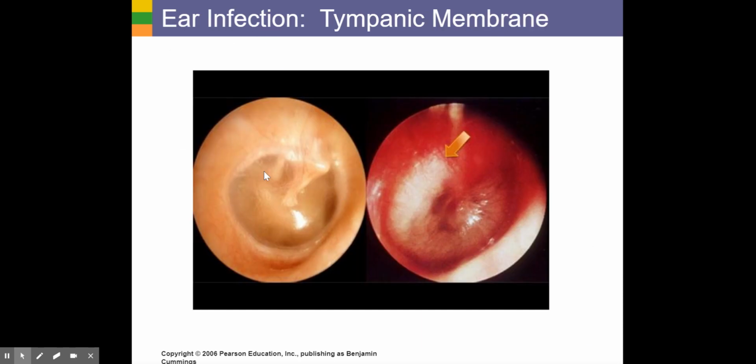This is what it would look like on the inside of the ear with an ear infection. When you normally look in somebody's ear with an otoscope, you should see a nice, clear, opaque membrane. If you have an outer ear infection, you're going to have a red area around the outside of the membrane. If you have an inner ear infection, you're going to see fluid behind the membrane. The membrane itself will usually get red around the edges, and then you'll see that fluid. It won't be nice and transparent.